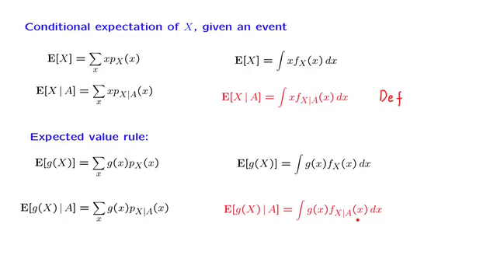So to summarize, there is nothing really different when we condition on an event in the continuous case compared to the discrete case. We just replace summations with integrations, and we replace PMFs by PDFs.